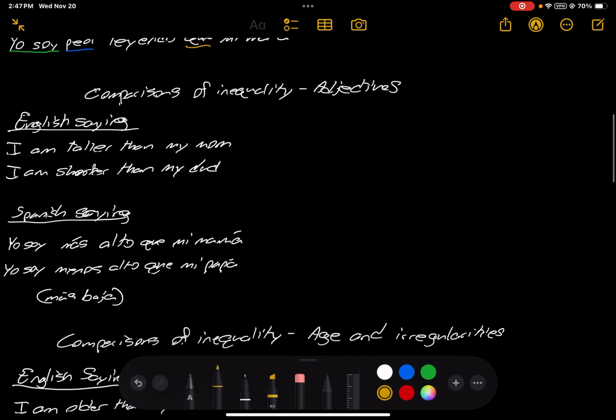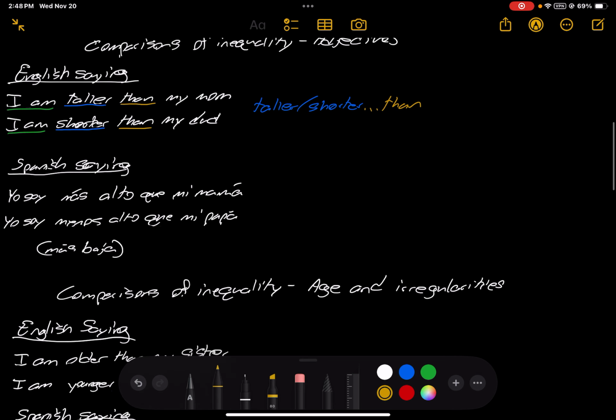Up next is adjectives. In English, I am taller than my mom, but I'm shorter than my dad. So, we have our conjugated verb, our comparison word, followed by than. Taller and shorter are followed by than. That's how we say it in English.